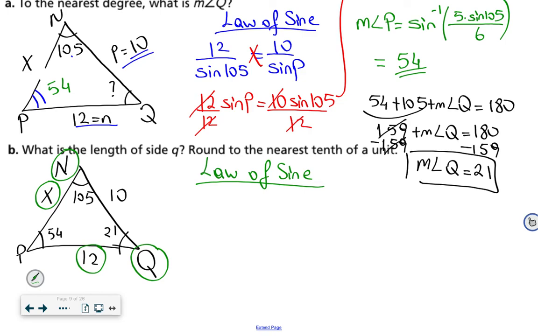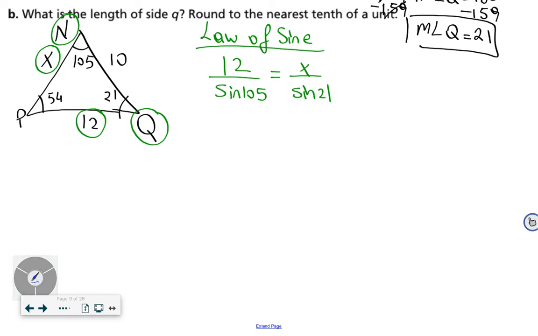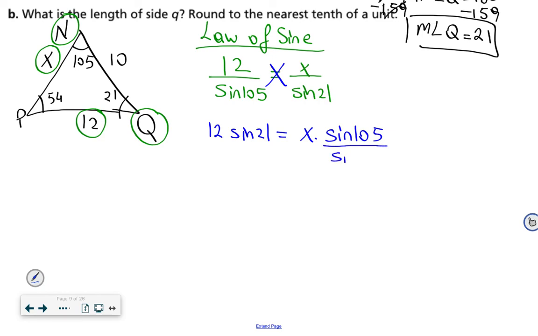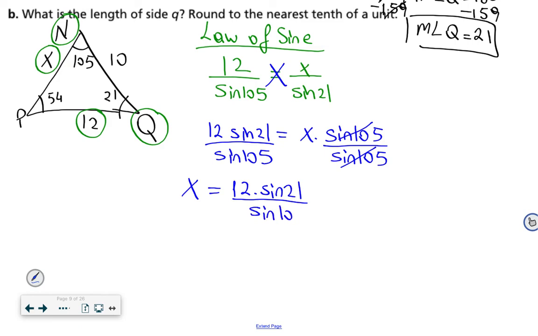Remember that 12 over sine 105 is equal to X over sine 21. When you use cross multiplication, ladies and gentlemen, you are going to find that 12 times sine 21 will be equal to X times sine 105. To be able to find X value, divide both sides by sine 105, then you will get that X is equal to 12 times sine 21 over sine 105.